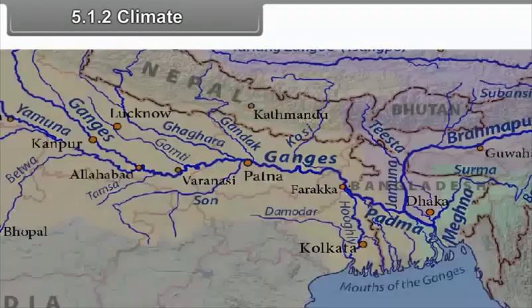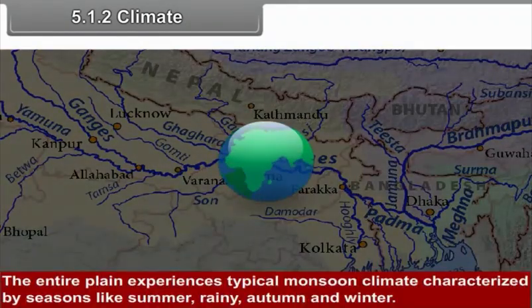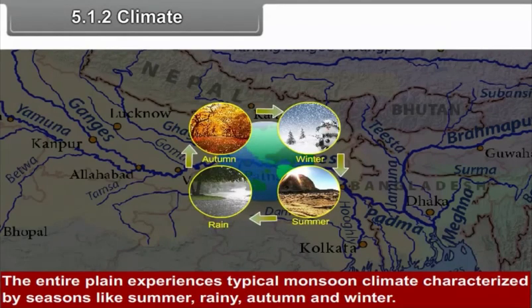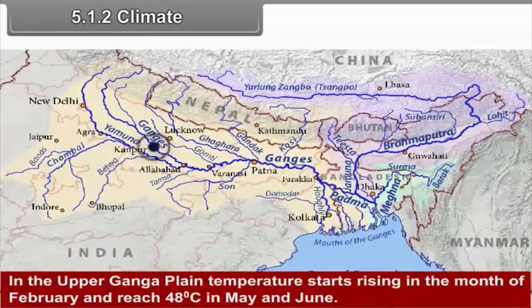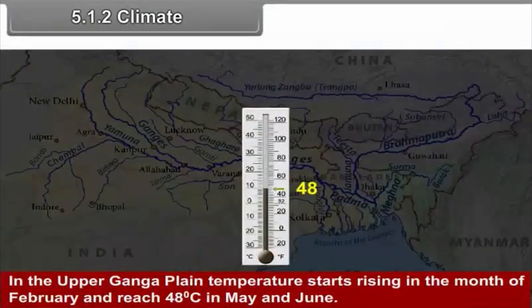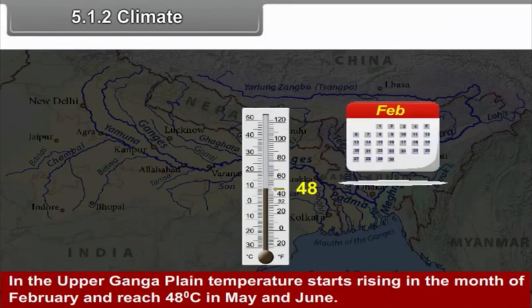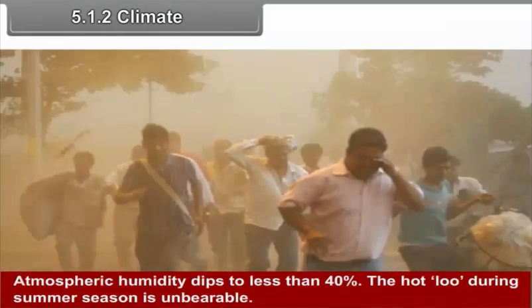5.1.2 Climate. The entire plain experiences a typical monsoon climate characterized by seasons like summer, rainy, autumn and winter. In the Upper Ganga Plain, temperature starts rising in the month of February and reaches 48 degrees Celsius in May and June. Atmospheric humidity dips to less than 40%. The hot loo during the summer season is unbearable.